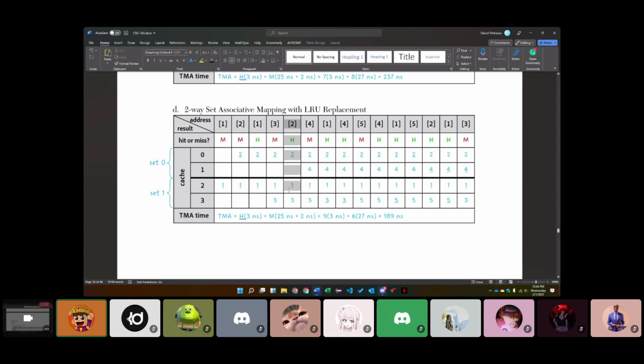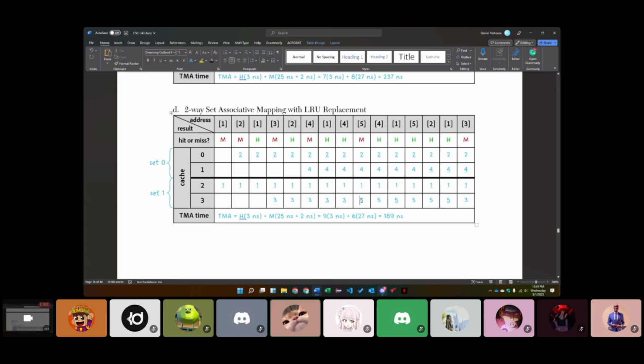And then 2 is a hit. 4 goes after 2. And then 1's a hit, 4 is a hit. 5 is a miss. So then 5 replaces the least recently used. So you check between 1 and 3. Which one is least recently used? Go back, I found 1. 3 is less recently used than 1. So 3 gets replaced with 5.